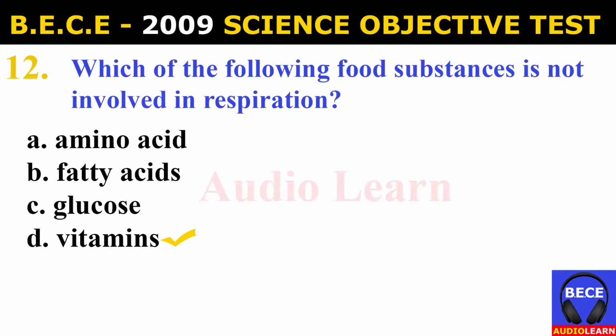Number 12. Which of the following food substances is not involved in respiration? A. Amino acid. B. Fatty acids. C. Glucose. D. Vitamins. And the answer is D, vitamins. Which of the following food substances is not involved in respiration? Vitamins.